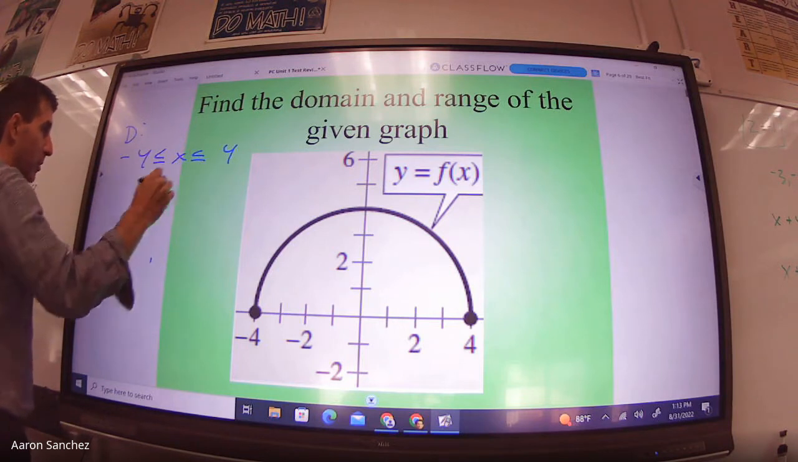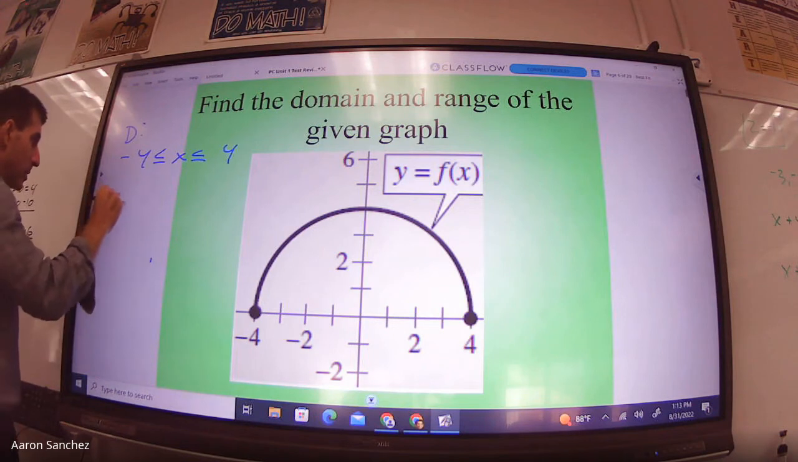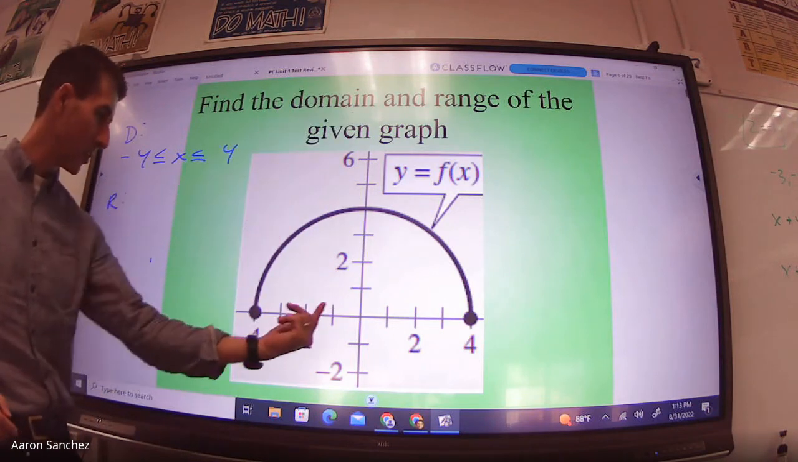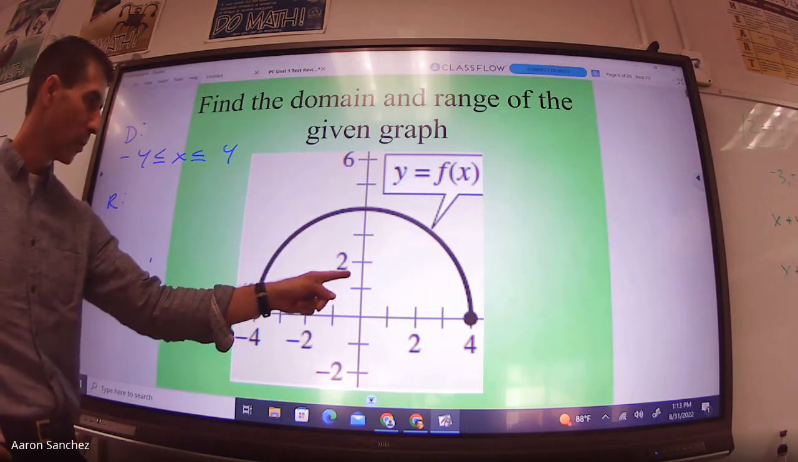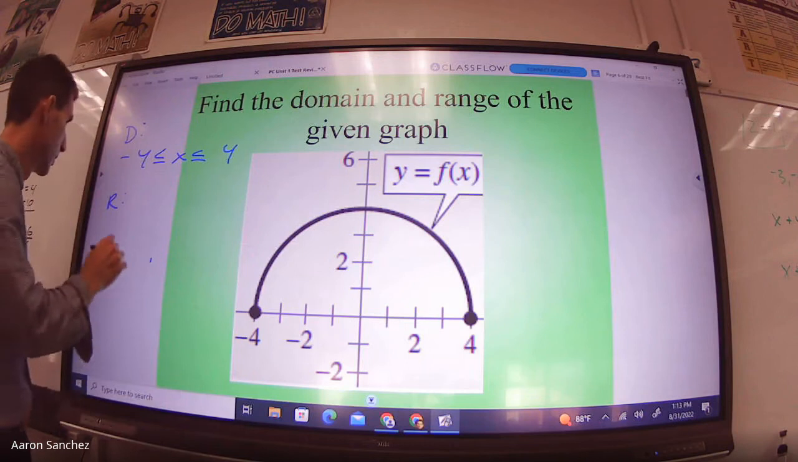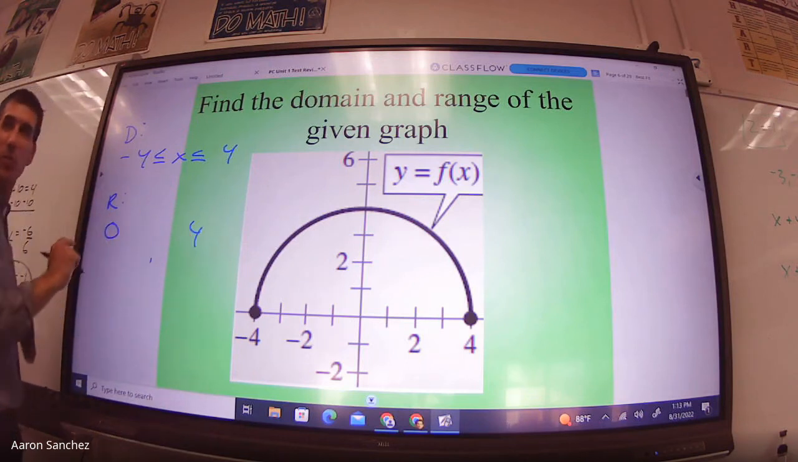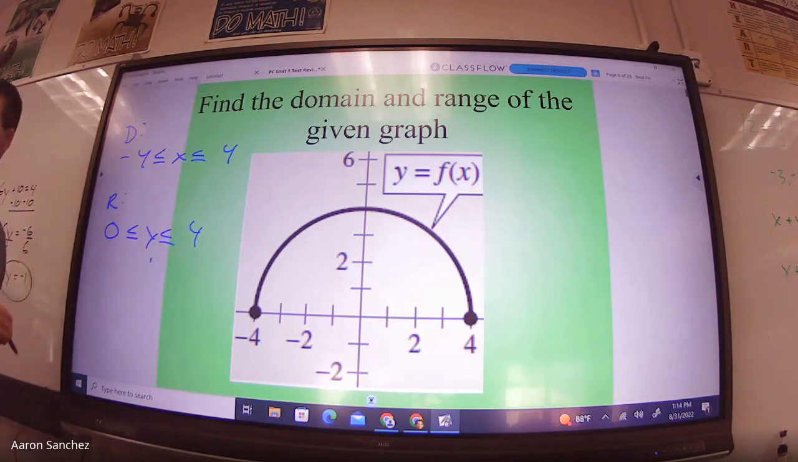It's equal to both of those because there's no open circles. Okay? Range from here up, right? It starts here, even though this is it. You can see it starts at 0 and goes up to 1, 2, 3, 4, right? So 0 to 4 goes from 0 to 4. What letter do you put in the middle? Y, and then you put the monsters, right?